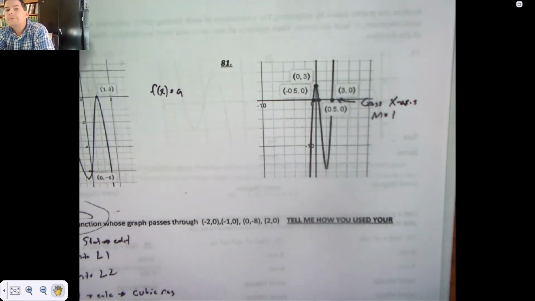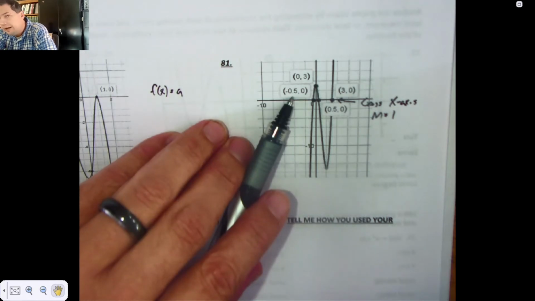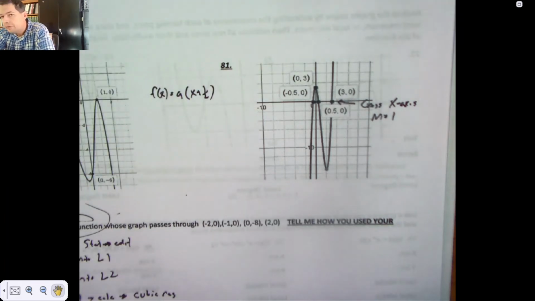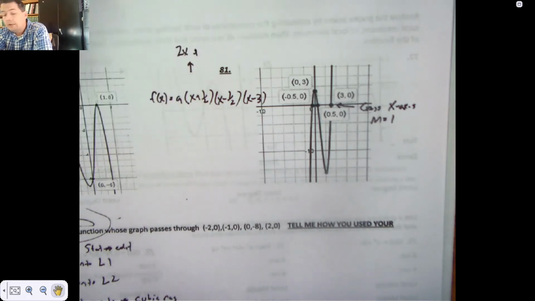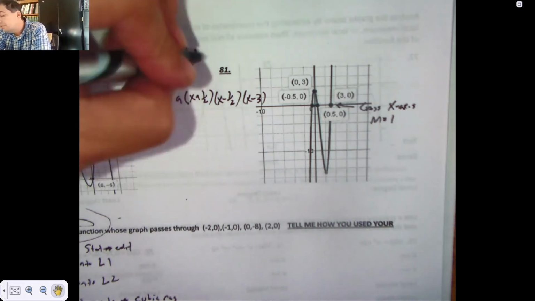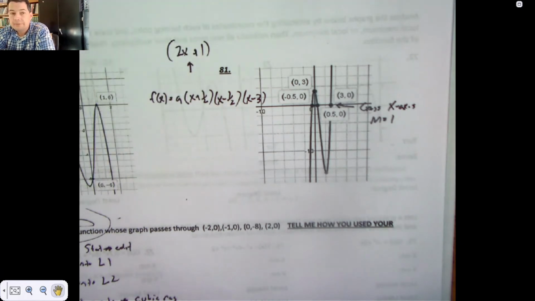So I'll start this off with the letter a because there's always a letter a. If -0.5 is a 0, then x plus a half is the factor, which is going to have to be played with. If 1/2 is a 0, then x minus a half is a factor. And if 3 is a 0, then x minus 3 is a factor. Now, this x plus 1/2 can be thought of as 2x plus 1. That's how you can think of it.